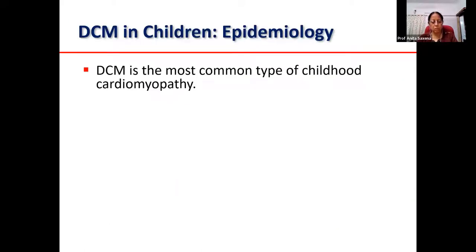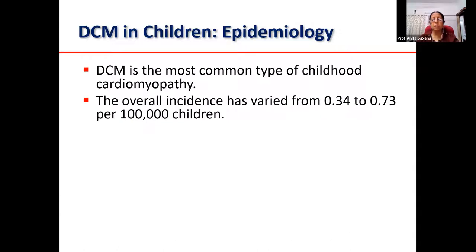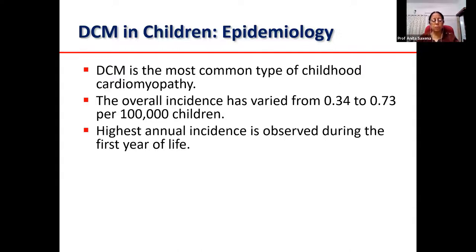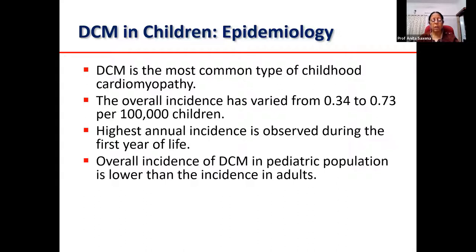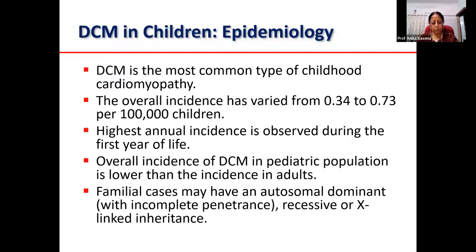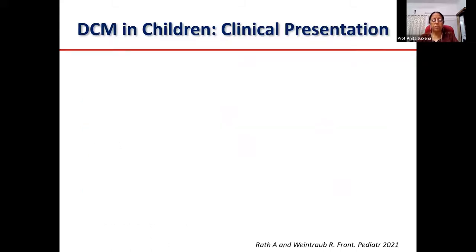Now, how common is DCM? In fact, it is the most common type of childhood cardiomyopathy. The overall incidence has varied from 0.34 to 0.73 per 1,000 children. The highest annual incidence is observed during the first year of life, as I said, and overall incidence is lower in children compared to adults. As I said, familial cases may occasionally be seen and they usually follow an autosomal dominant inheritance, but sometimes they could be recessive inheritance or even X-linked inheritance.